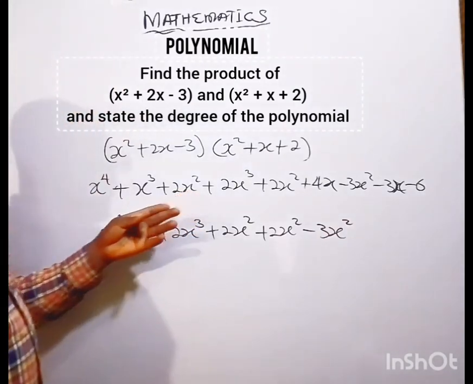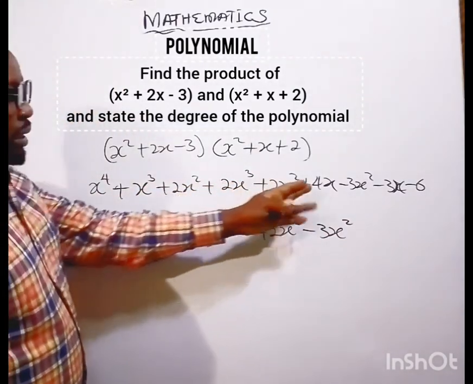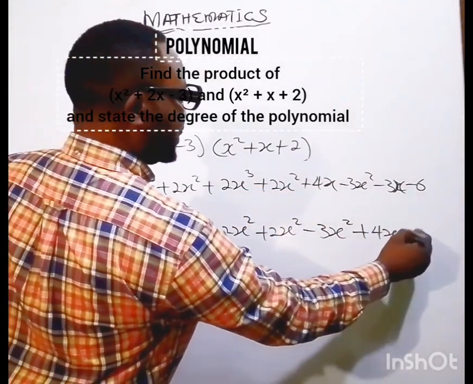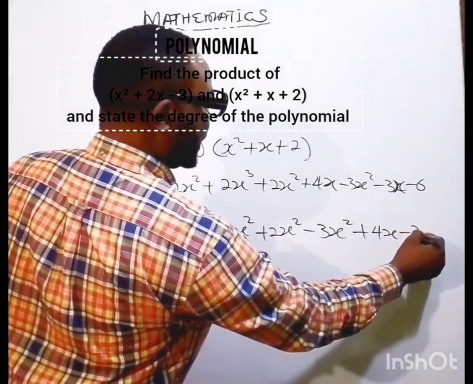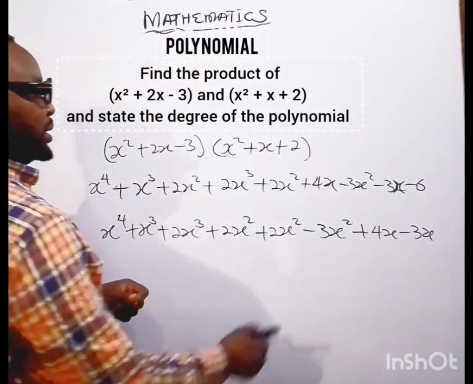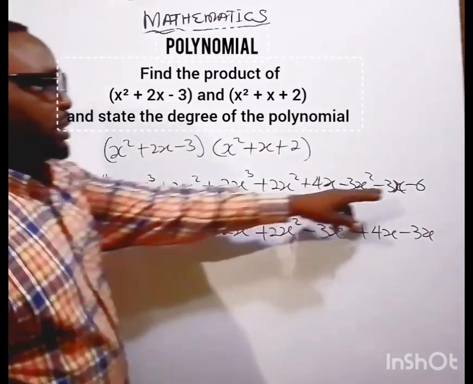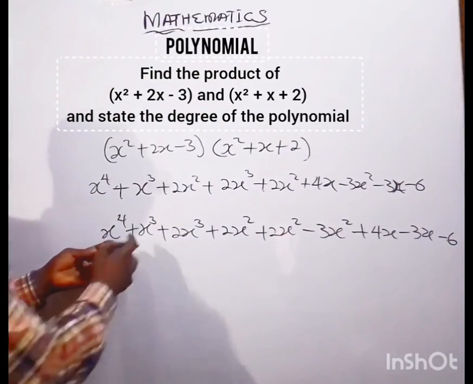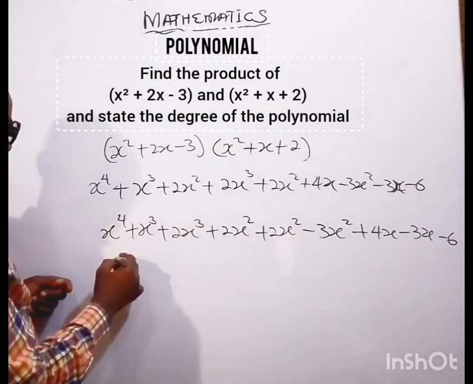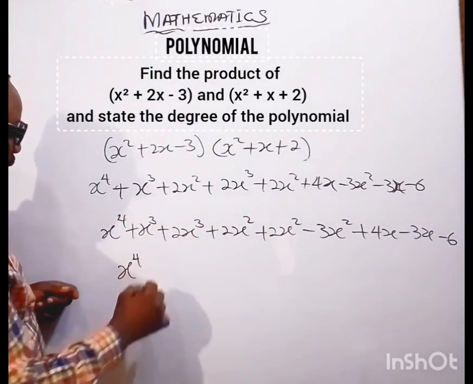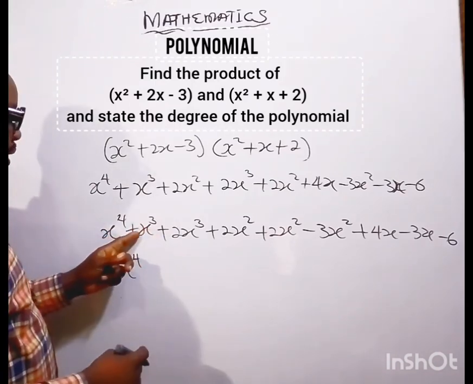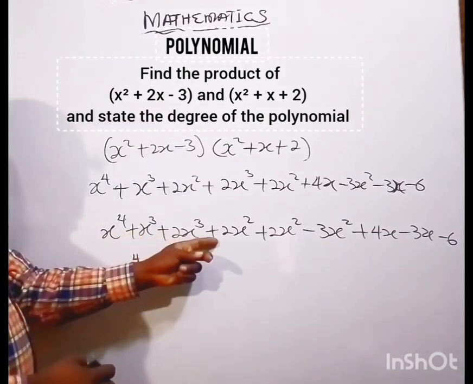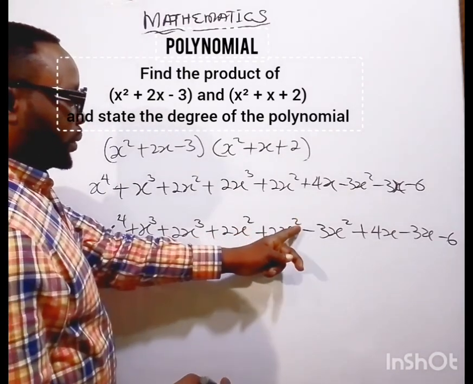So what are the terms we have next after that? Then the x term now. That is plus 4x. Then we have another term of x here, that's minus 3x. Then the only constant term that we have is minus 6. So we try to find the answer right away now. So we are going to have x raised to the power of 4. That is the only term we have for x raised to the power of 4. Plus x raised to the power of 3 plus 2x raised to the power of 3, that's plus 3x raised to the power of 3. Plus 2x raised to the power of 2 plus 2x raised to the power of 2.